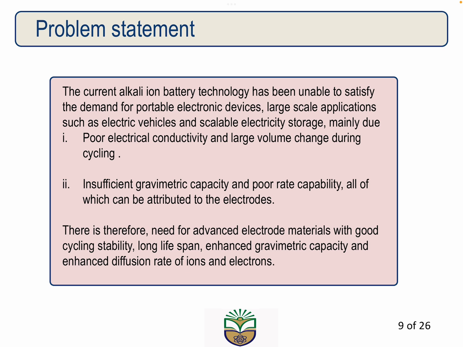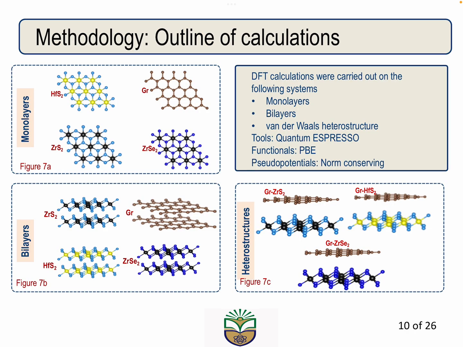So our interest in alkali ion batteries has been motivated by the fact that alkali ion battery technology has been unable to satisfy the demand for portable electronic devices for large-scale applications. And this has been mainly because they have very poor conductivity and a large volume change during cycling. They also have insufficient gravimetric capacity and poor rate capabilities. And in this work, these were the issues that we were addressing.